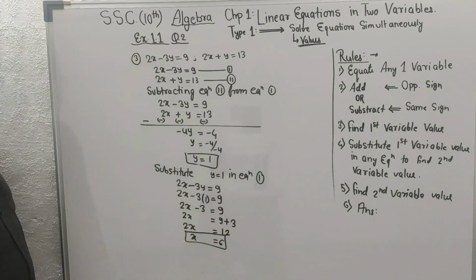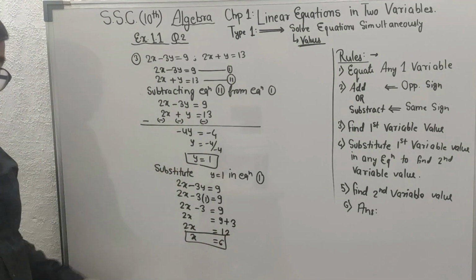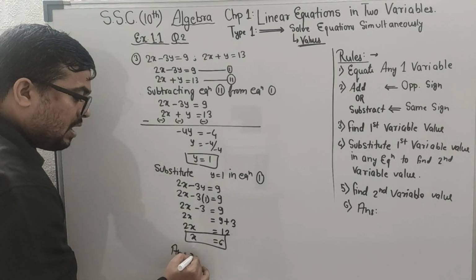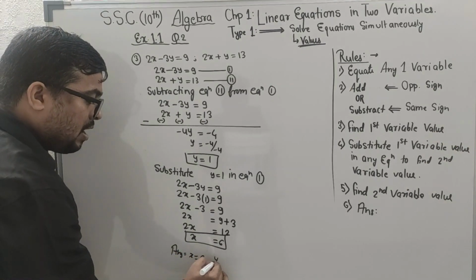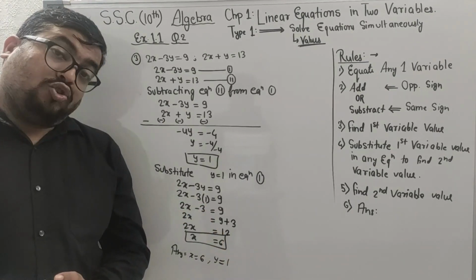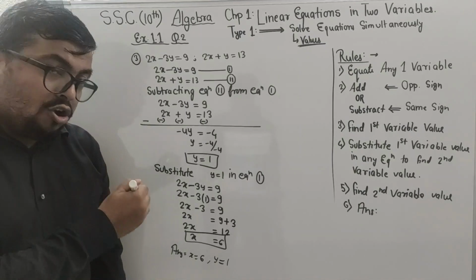So students, you got the value of x and y both. Write the answer. x is equal to 6 and y is equal to 1. In this manner you will solve this question. Okay, you can copy this.